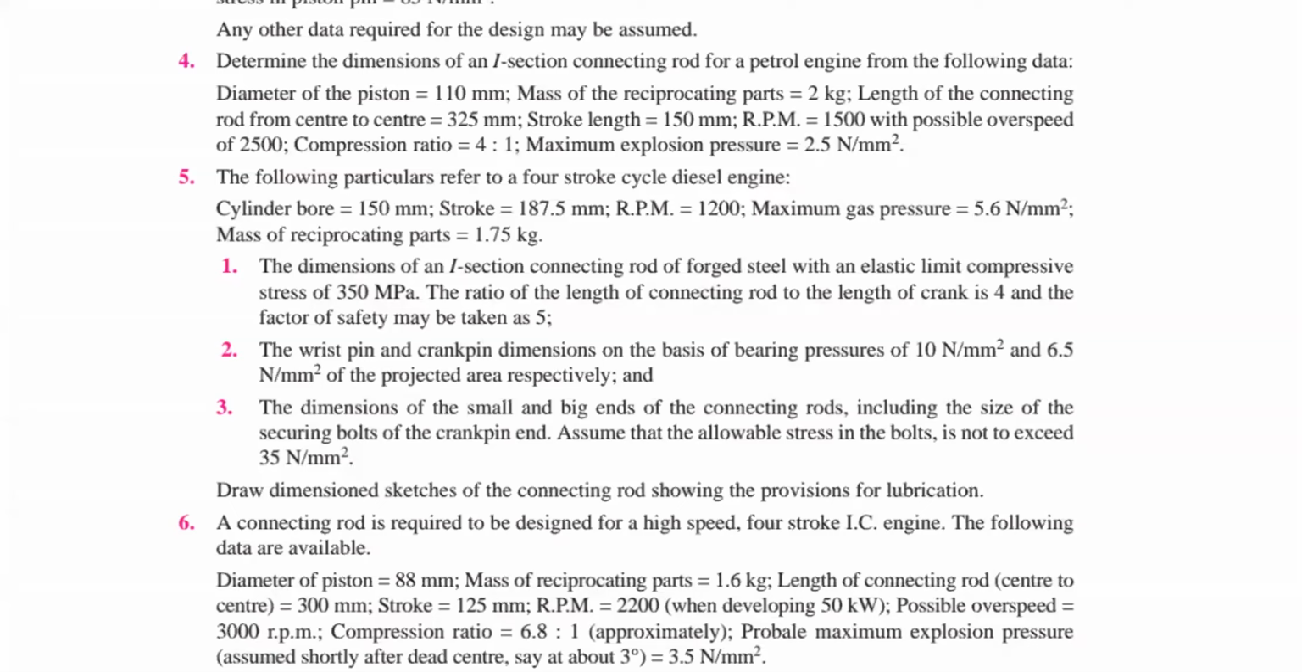Okay. Right. So determine the dimensions of the I section means you strictly follow the procedure of the first step of how you are supposed to calculate the dimensions of an I section. That is the first step of your design procedure of a connecting rod.